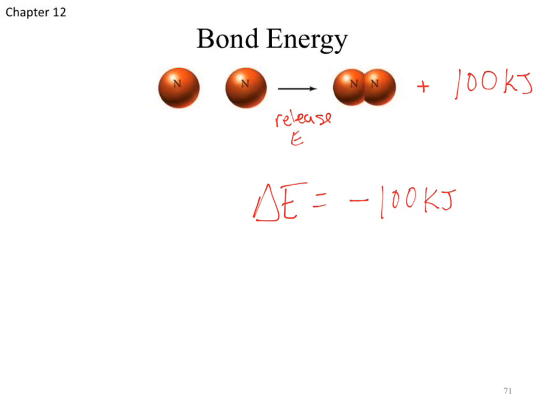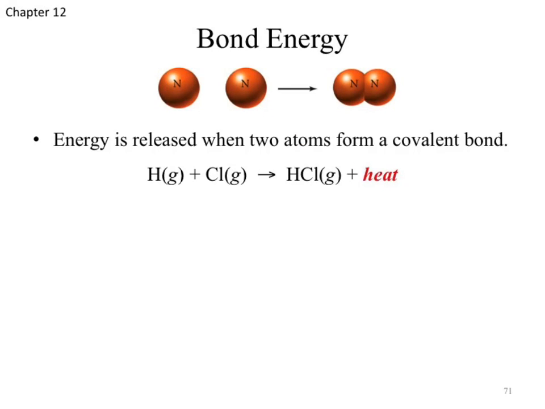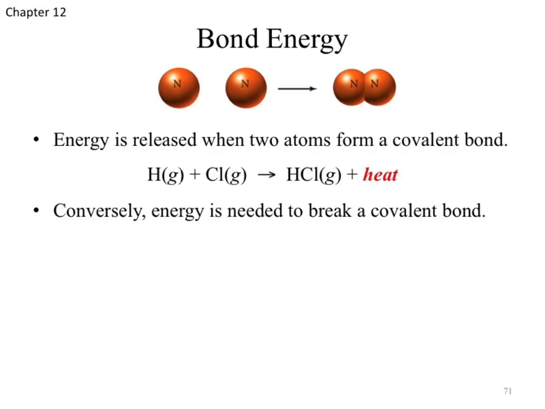So when we look at our bonds, we can look at the formation of a covalent bond from the individual atoms. They will always release heat. That is an exothermic reaction. If I wanted to break that bond, what's going to happen? What would my equation be if I'm going to break the bond? What do I start with? HCl. What do I want to end with?